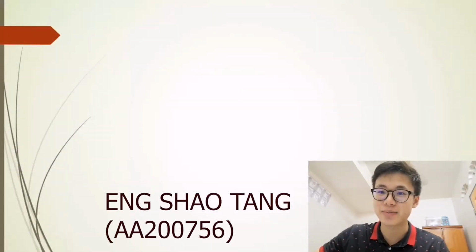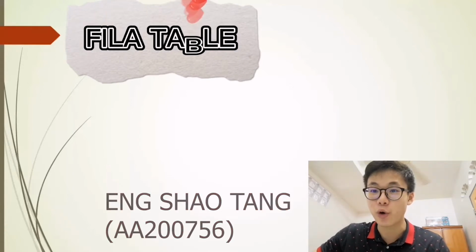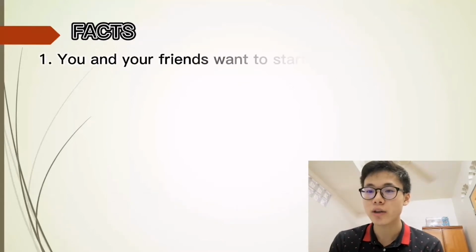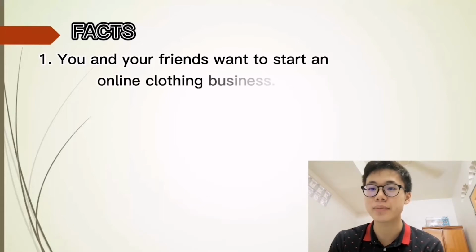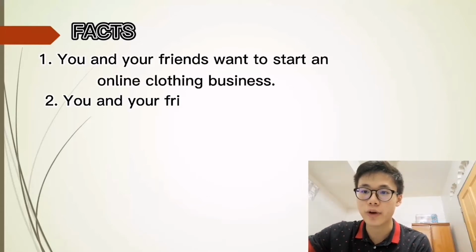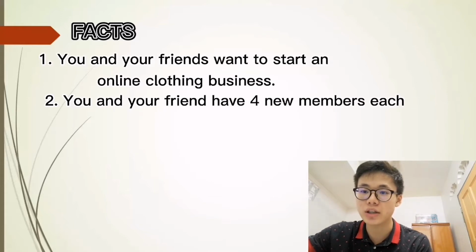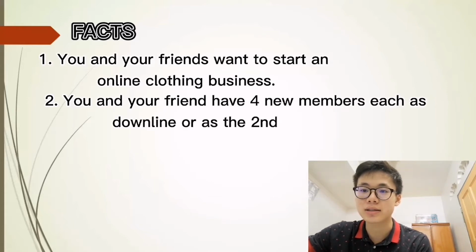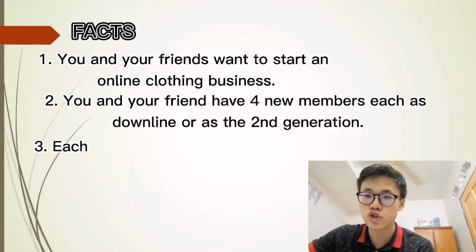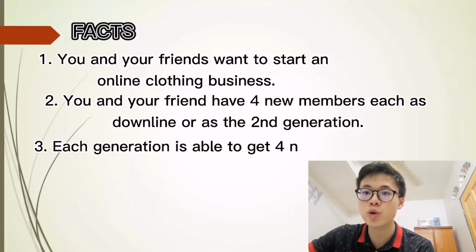Hello, I'm going to explain about the FILA table for question 1. There are 6 facts we found in this question. First, you and your friend want to start an online clothing business. Second, you and your friends have 4 new members, each as downline or as the second generation. Third, each generation is able to get 4 new members.